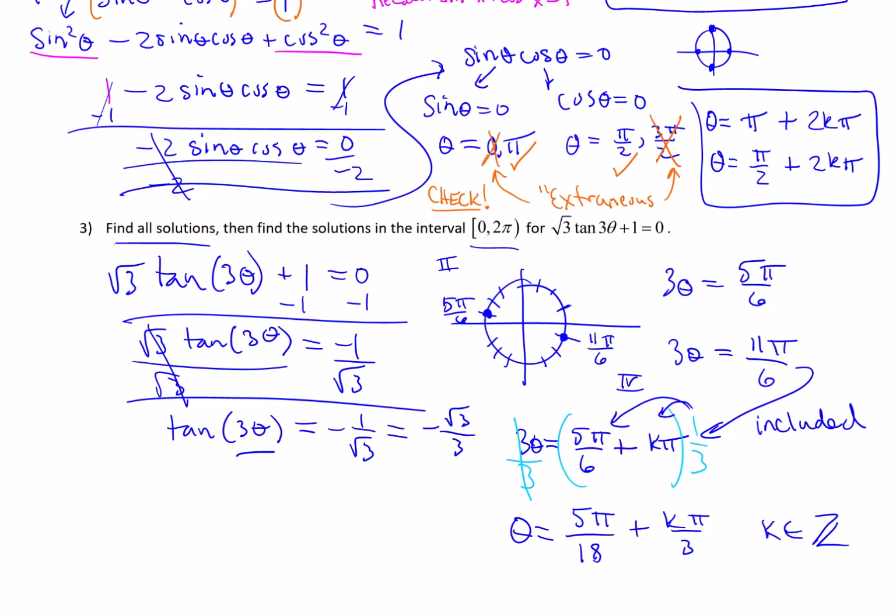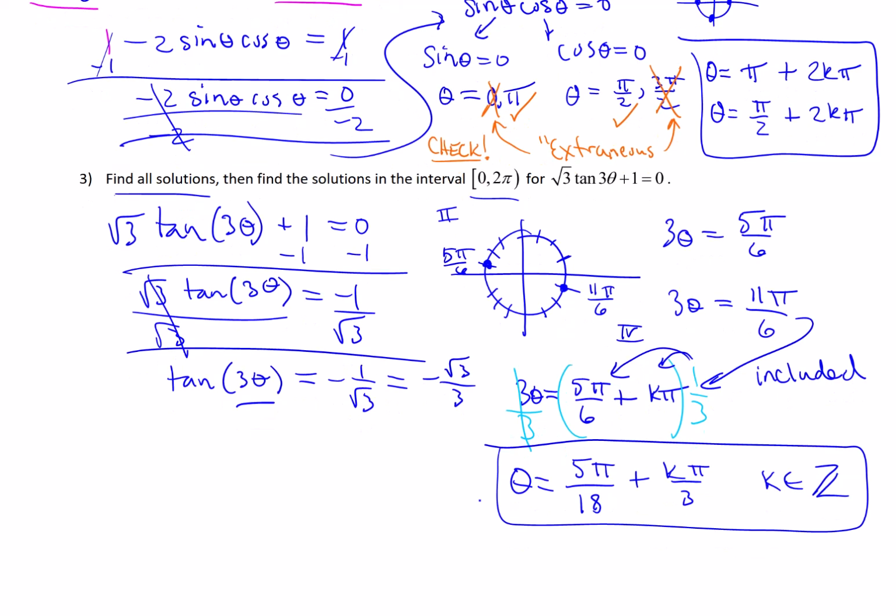Hopefully by now you're getting used to this. A script Z means integers. So we have theta equals 5 pi over 18 plus 1/3 k pi, or k pi over 3. That's for any integer k, and this represents all the infinitely many solutions we have to this. But then this problem said, then find the solutions in the interval 0 to 2 pi.